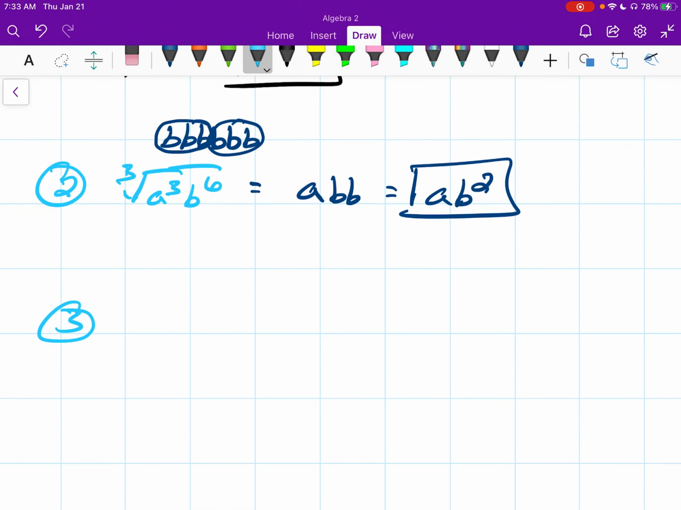Number 3, the 4th root of x to the 4th, y to the 8th. Using the same idea as last time, we can say that this is going to be xy squared.